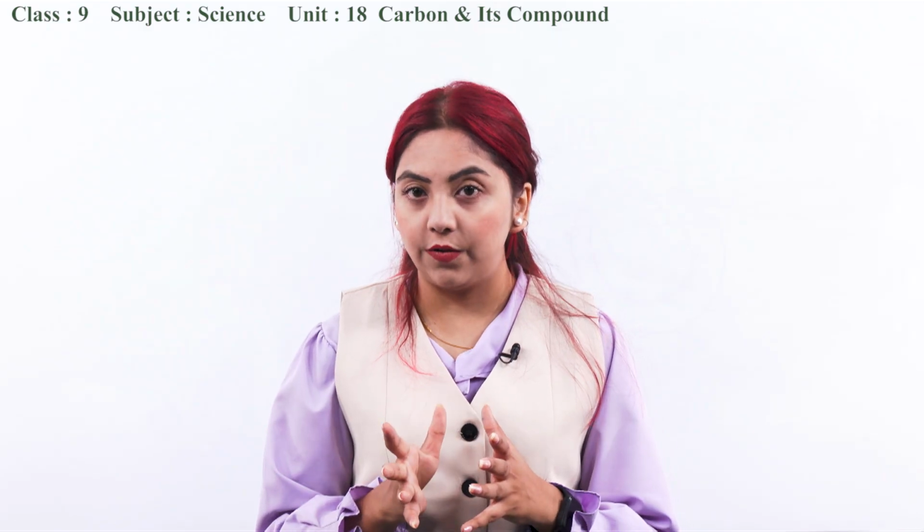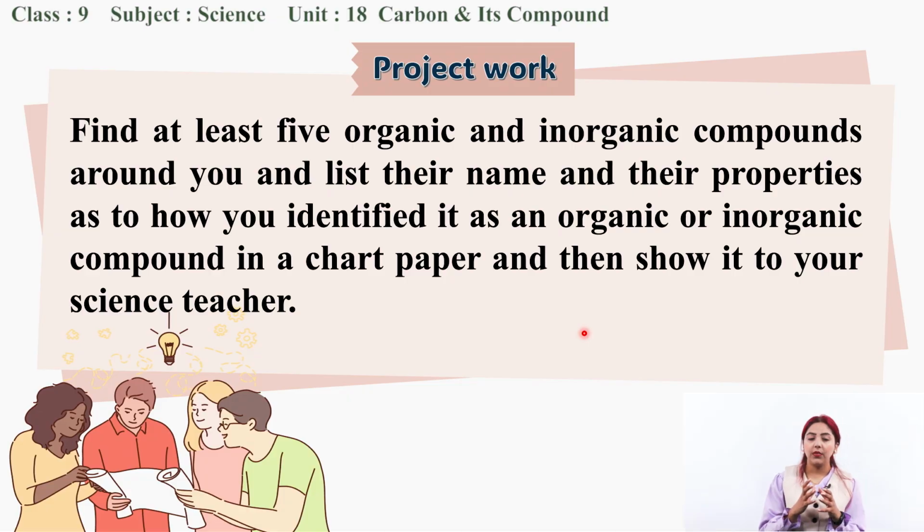Now I have a project work for you. What you have to do is look around and try to find at least 5 organic compounds and another 5 inorganic compounds around you. If you can find more than 5, it's good. You have to write the name of each compound and the property from which you identified that substance as organic or inorganic. If you can write more properties, it's better, but at least write one property on a chart paper and show it to your science teacher.